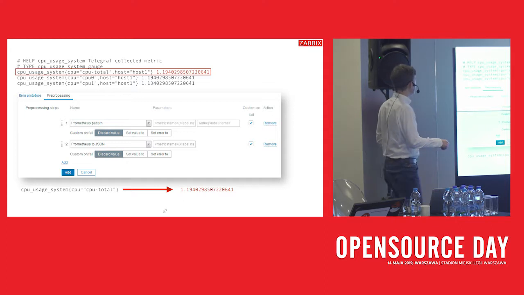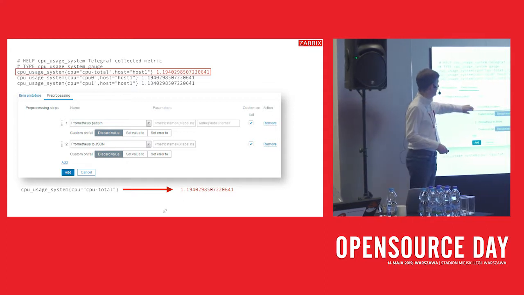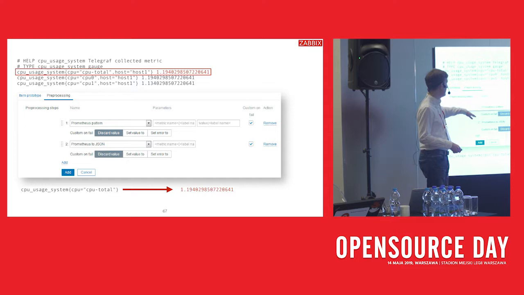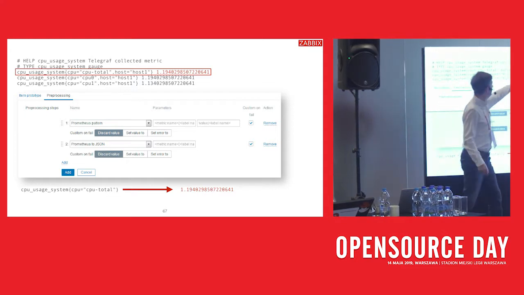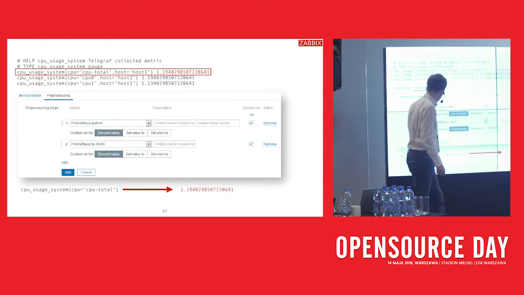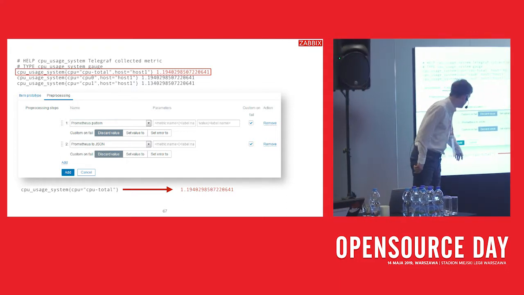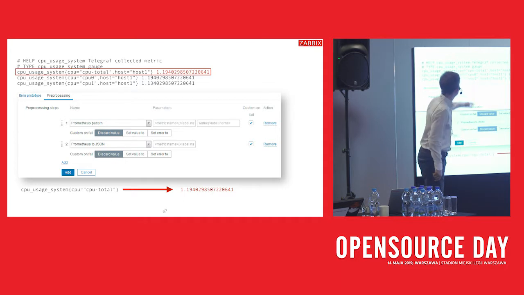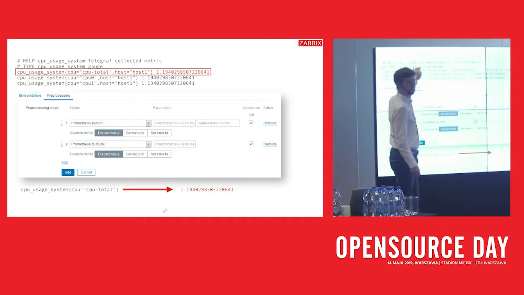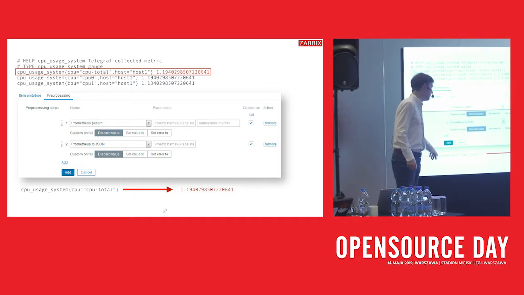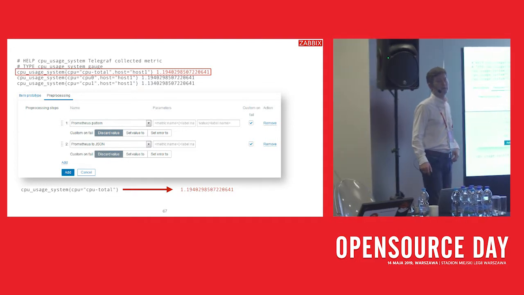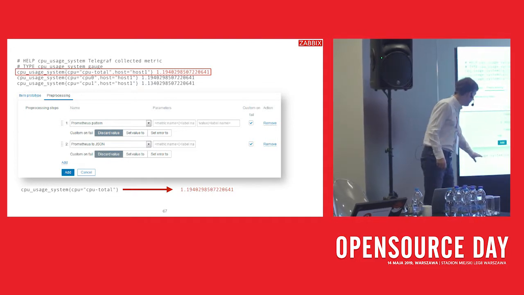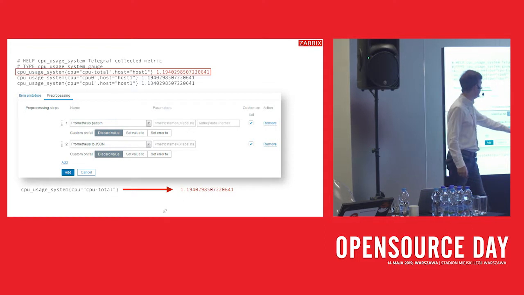And now we have two preprocessing types. One is Prometheus pattern, when we want to receive a value based on a pattern, like CPU usage system, CPU equal to CPU total. So Zabbix will select this metric. This is the Prometheus query language, PromQL. We support it now natively in Zabbix. So we specify a query in PromQL, and we get this value.